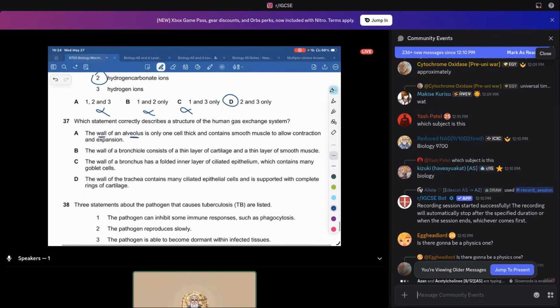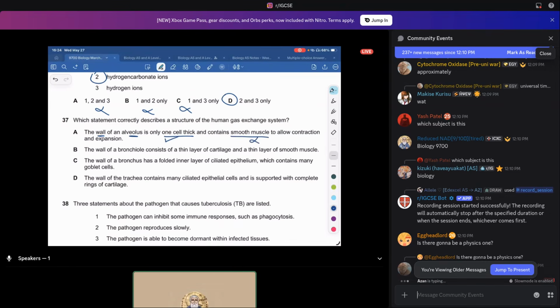Which statement correctly describes the structure of the human gas exchange system? The wall of the alveolus is only 1 cell thick, correct, and contains smooth muscle, absolutely. 1 cell thick to shorten distance for faster diffusion. Smooth muscle, no. The alveolus does not have smooth muscle. It rather has epithelial cells, squamous epithelial cells.